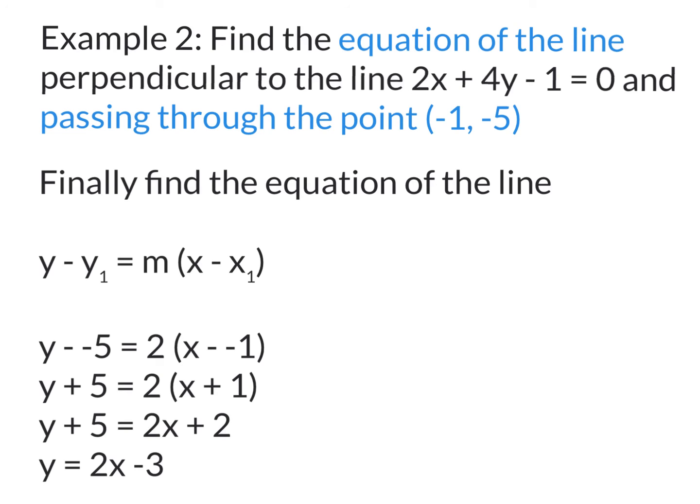Final part. Find the equation of the line. y minus y1 equals m(x minus x1). That's the equation part. And use the point -1, -5. So substituting that in along with the gradient that was 2, we get y minus -5 equals 2(x minus -1). Expand your bracket and then subtract the 5 across. So the equation of the line is y equals 2x minus 3.